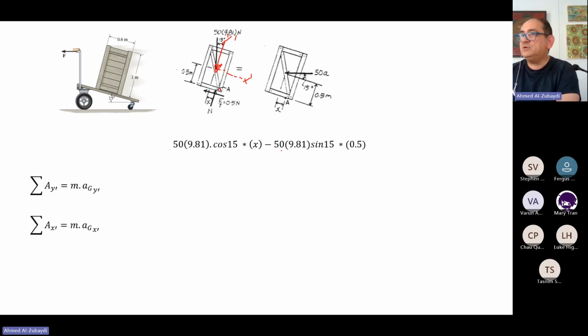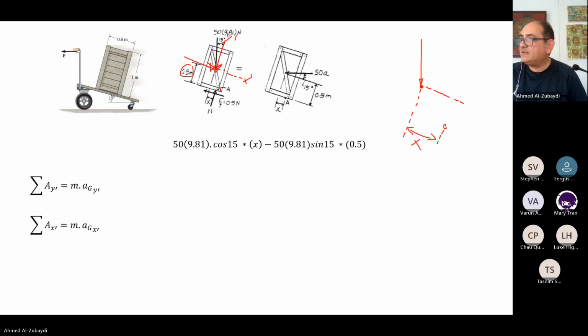Also, we're going to have its horizontal component, which is going to be that way, multiplied by 0.5 and cause a moment around the point A. Just let me repeat that. Now, this is the weight. That's the point G. That's the point A. The distance from here to here is equal to x. The distance from here to here is equal to 0.5.